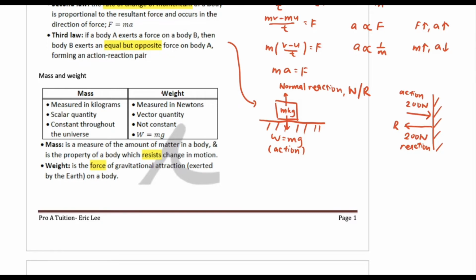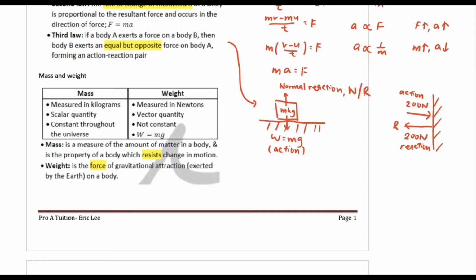Now, compare with weight. Weight is the force of gravitational attraction, so it's affected by the gravitational force. Different planets have different gravitational force, so because of that, the weight is not constant. Different place, different weight. It is measured in newtons, and it's a vector quantity. It has direction, which acts downwards. In this planet, we have this weight; on the moon, we have a different weight. The formula is W equal to mg.